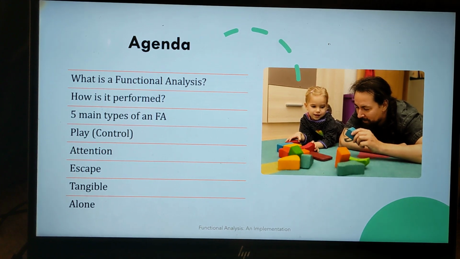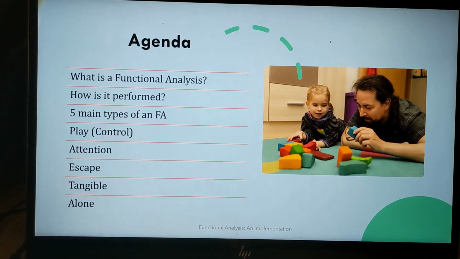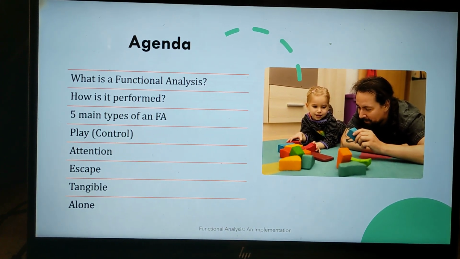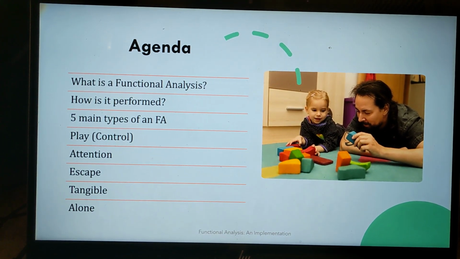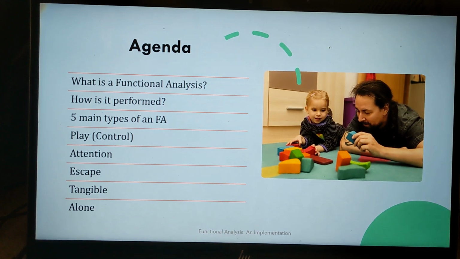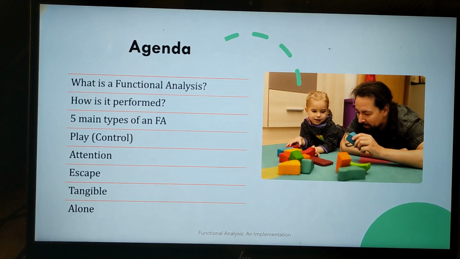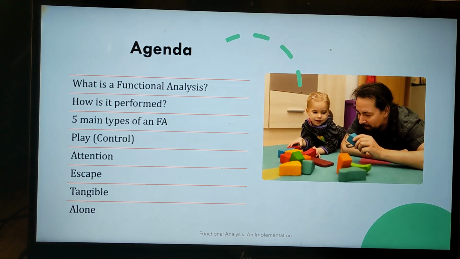Today, we will briefly dive into what a functional analysis is and how it is typically performed. We will look at 5 specific ways in which you can implement one, those being through play, also known as control, attention, escape, tangibles, and alone.